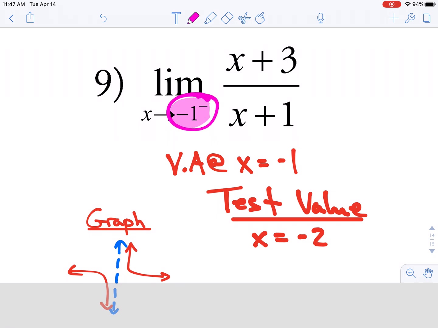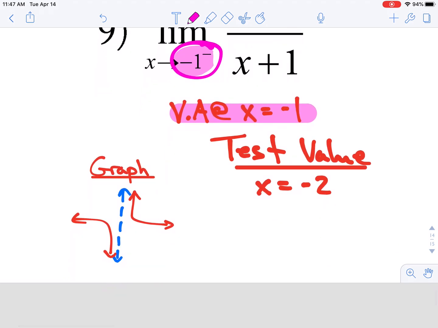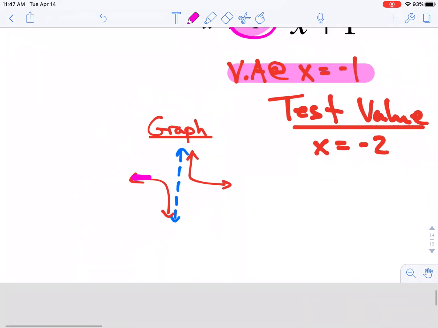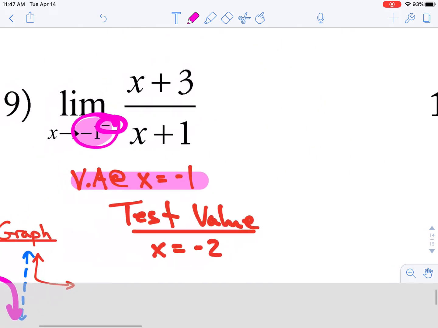So here again, we have a vertical asymptote at -1, which is the problem. We can't plug in that value of -1. So we could look at the graph. It says from the left, right? Because it says from the negative side. So if we come from the left, you can see the graph says that we're going down. So our answer here we could say is -infinity. Now that's one way to do it.